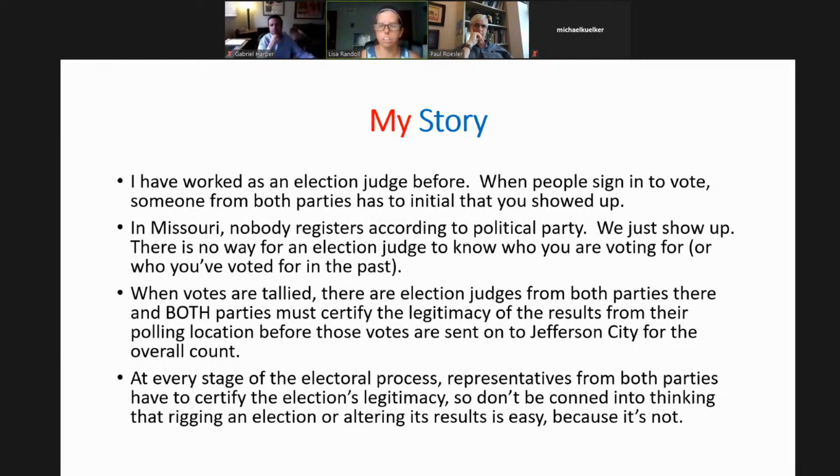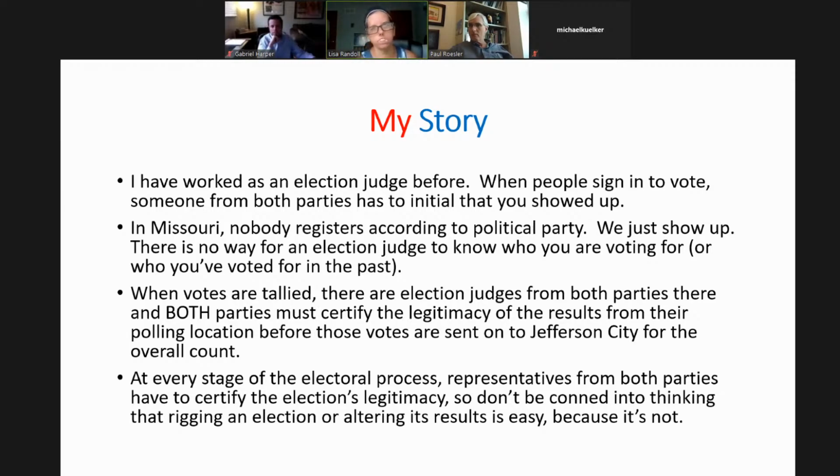When votes are tallied, there are election judges from both parties, and both parties must certify the legitimacy of the results from that polling location before those votes are sent on. So there is no question about legitimacy if they are passed on. If there is anything shady going on, the election judges at a specific polling place will reach out to lawyers that they have that will contest the results of that election in that polling location.